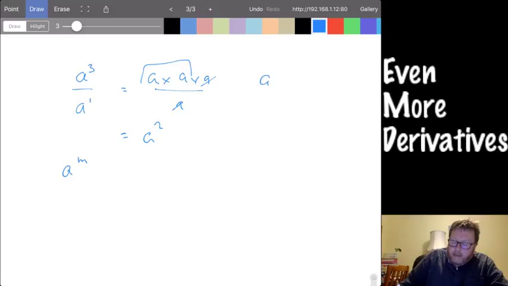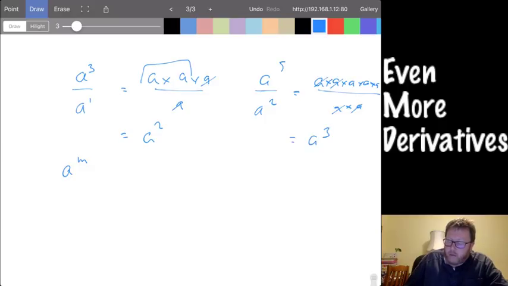In general, if you think about that, I'll be able to cancel down. If I had a to the power of 5 over a squared, then that would be a times a times a times a times a, all over a times a. Every a on the bottom would cancel out with an a on top, and that would give me a cubed. In general, we said that a to the m over a to the n is equal to a to the m minus n.